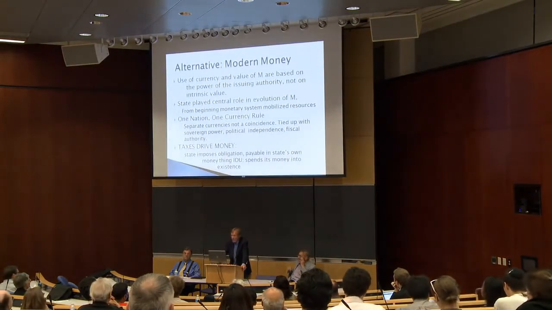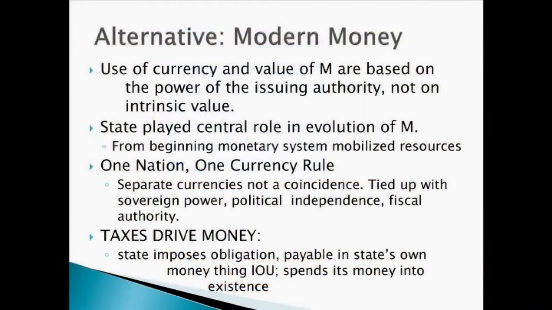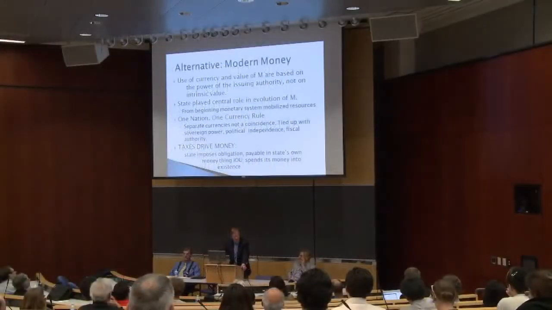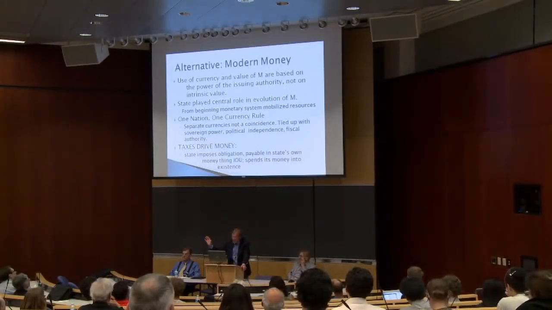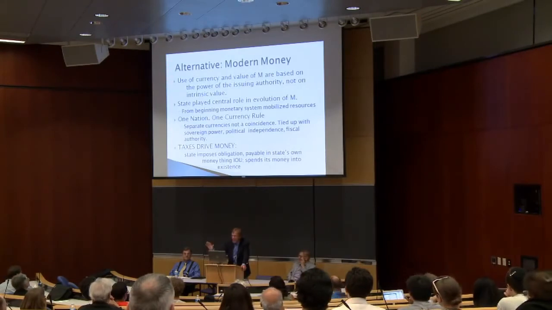Okay, the alternative view, the modern money view: use of the currency and value of money are based on the power of the issuing authority, not on intrinsic value. That should be fairly obvious now. Most of our money things are just electronic entries on balance sheets. Even in the case of the government, that's the way that it mostly spends, not by issuing green paper money, but through an electronic entry.